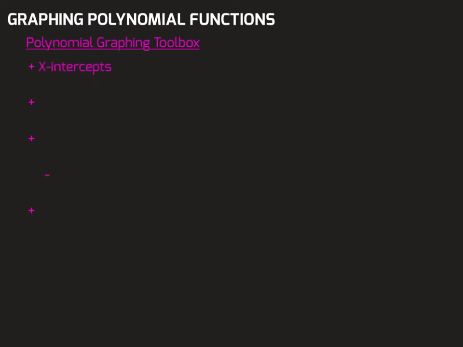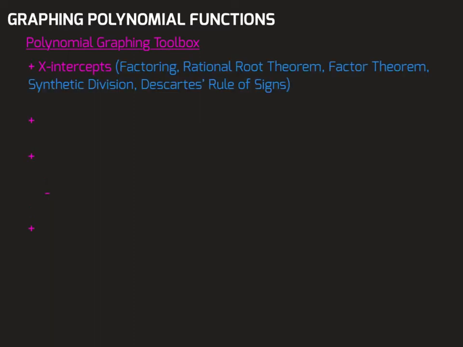The first thing that we know how to find when it comes to polynomials are the x-intercepts, also known as roots or zeros of our function. Methods we have learned for finding the x-intercepts involve factoring, the rational root theorem, combined with the factor theorem and synthetic division, as well as Descartes' rule of signs, which can help us determine the nature of the solutions.